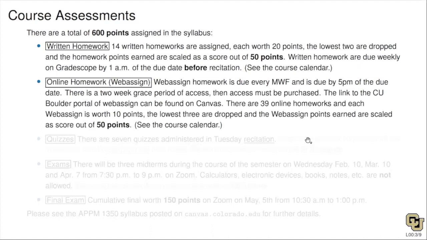So there are 39 total online homeworks. For each Webassign, you have 100 submissions. So in theory, you should be able to get the majority of Webassign points. And at the end, we drop your 3 lowest scores. Each Webassign is worth 10 points. At the end, we drop your 3 lowest scores, and we scale your Webassign score as a score out of 50 points. Okay, so number of Webassign points earned divided by total number of possible Webassign points times 50.